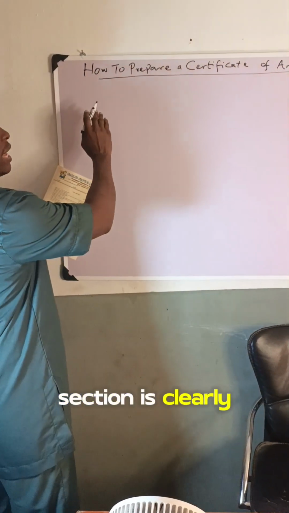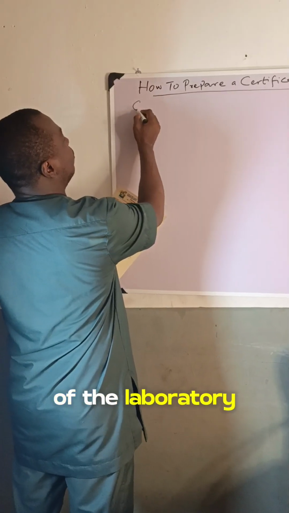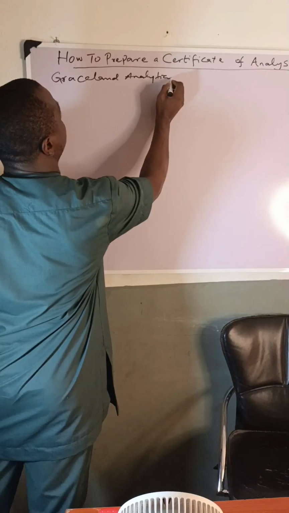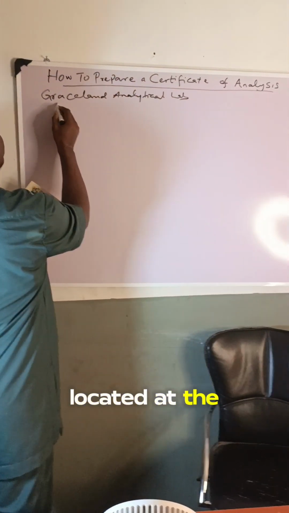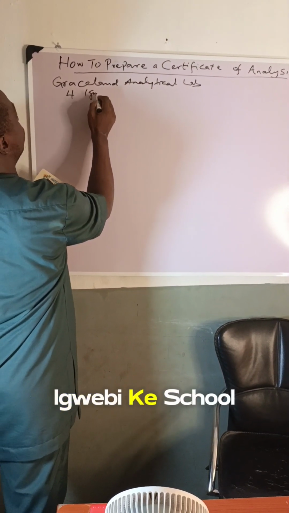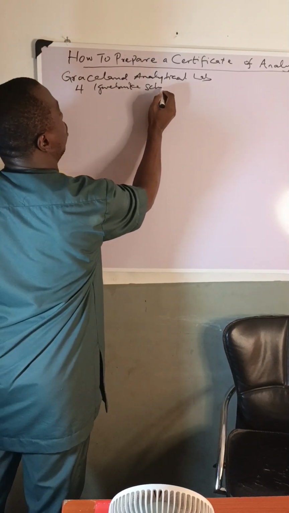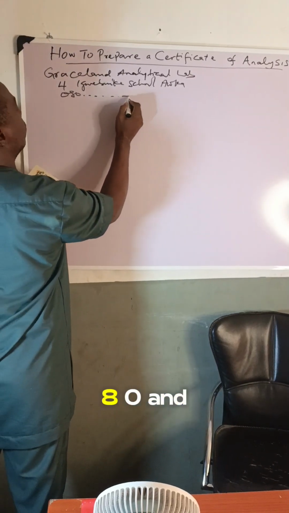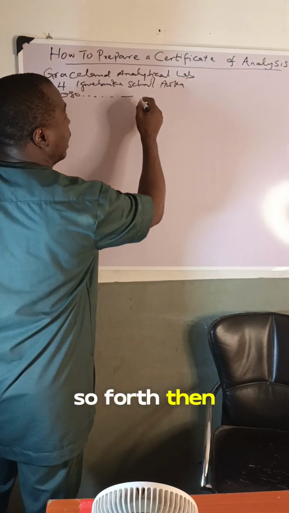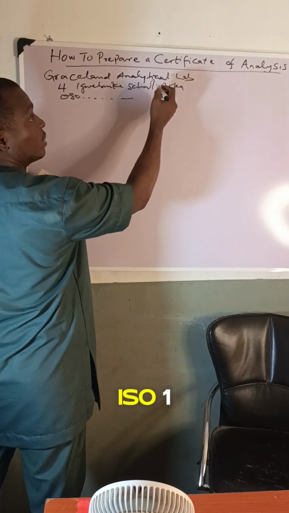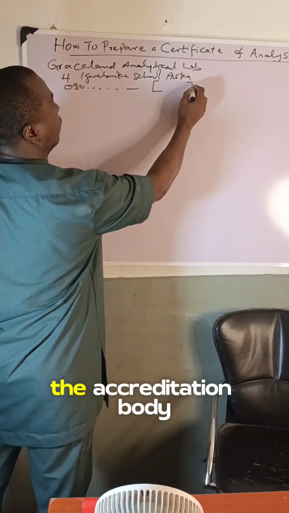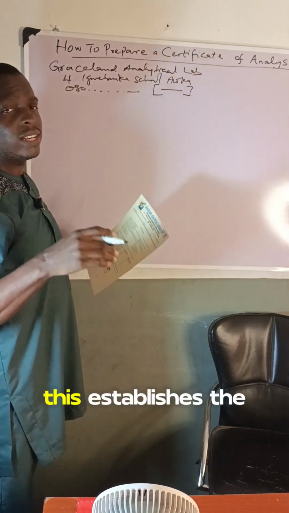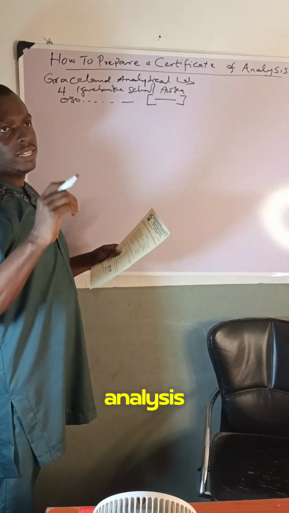And if this section is written very well, assuming the name of the laboratory may be Graceland Analytical Laboratory, located at number 4 Igwebike School Road, Awka. And the contact number is 080 and so on and so forth. Then, if the lab is accredited to ISO 17025, the logo of the accreditation body will be fixed here. If this section is clearly stated, this establishes the authority of the analysis.